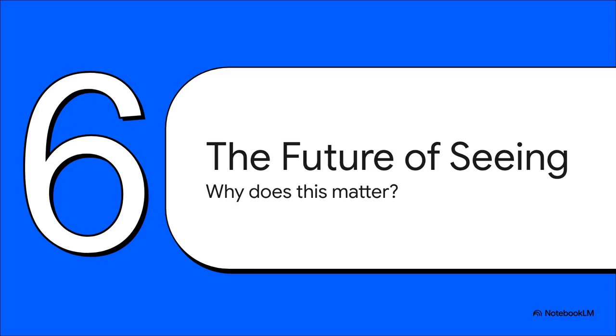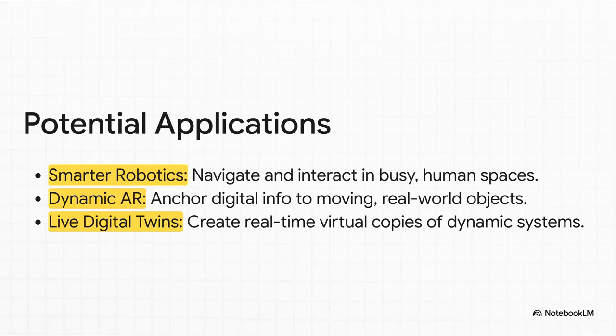So, okay, the technology is obviously incredibly impressive, but let's zoom out for a second. What's the big picture here? Why does teaching a computer to see a moving world actually matter? Well, the applications are pretty much enormous. For robotics, this is a game changer. It means robots that can finally understand and work in our messy, unpredictable world, safely moving around and interacting with people. For augmented reality, it means AR glasses where digital stuff can be perfectly anchored to real, moving, changing objects.